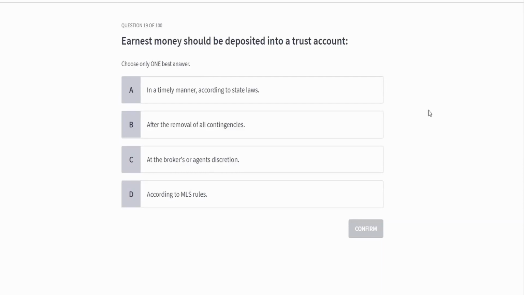Earnest money should be deposited into a trust account. Number 19, earnest money should be deposited into a trust account, and it gives us 4 options. A, in a timely manner, B, in a timely manner according to state laws, C, after the removal of all contingencies, or D, at the broker's or agent's discretion, or according to MLS rules. So like usual, here's an opportunity for you guys to come up with your answer.